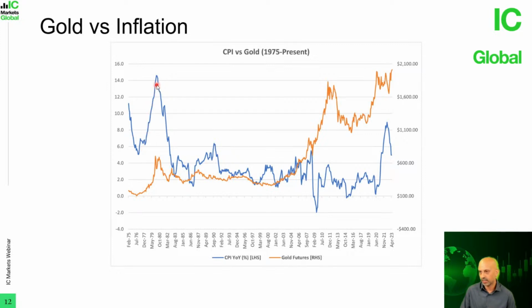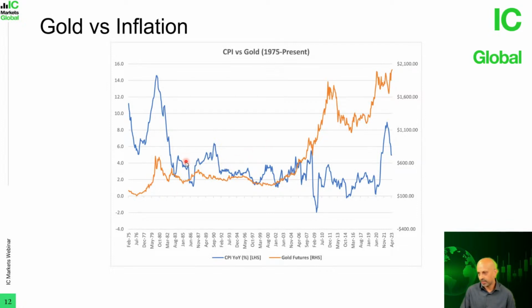We can see inflation rising very rapidly, gold rising rapidly as well. And then as inflation peaked and started to slow down, right, the rate of change started to decrease, we also saw gold prices pull back as well. So in this period, yes, we saw gold actually functioning as a good hedge against inflation.